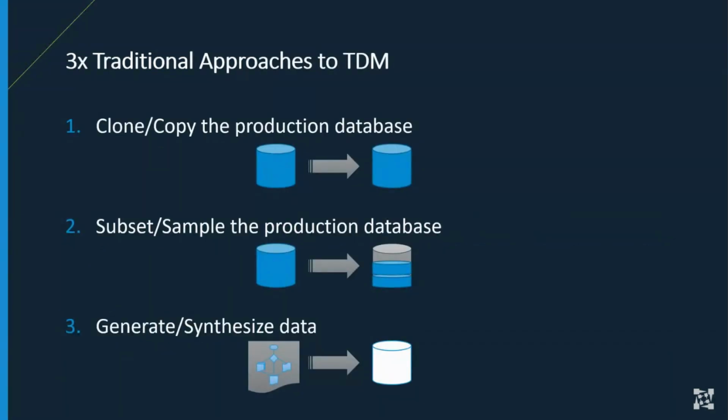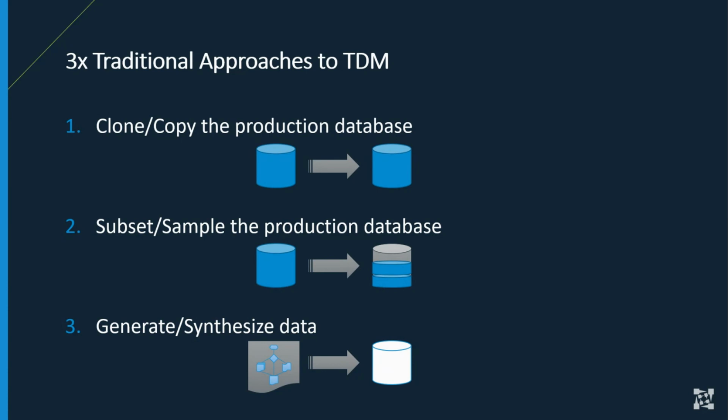So what are the traditional approaches to TDM? How do we get test data? Where do we get test data from? Number one, clone copy the production database, right? This is what a lot of organizations do today. This is probably what you're doing today. It's a great way to get data that you already have, right? You have production data. Let's just go ahead and reuse it. We're going to talk about the challenges associated with that, but of course, as an approach, as a strategy in terms of obtaining test data, that's a big one.